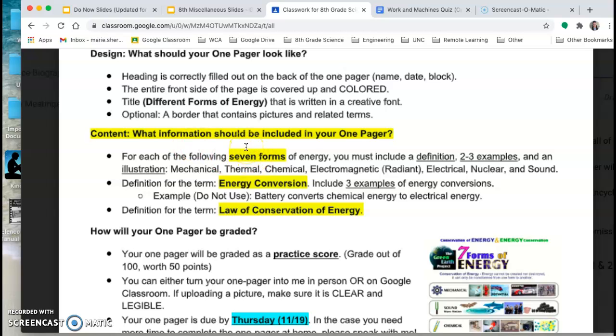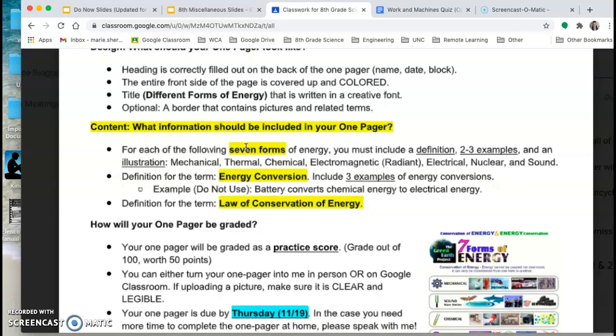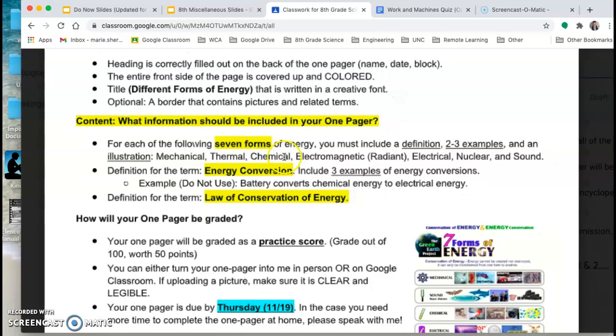So highlighted in yellow, you will find the required information that you need to put on your one-pager, starting with definitions and examples for the 7 forms of energy. So for example, chemical energy is defined as energy that's stored within bonds. An example of something that has chemical energy is a battery. So that would be one example and the definition for chemical energy. You need a definition for each of the 7 forms and 2 to 3 examples.